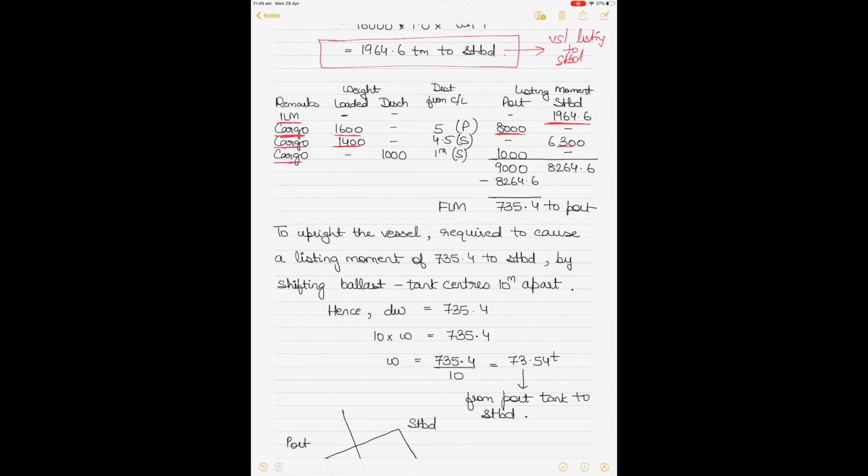Because you discharge 1 meter from the starboard side, the listing moment will be towards port. So the final listing moment will be 9000 on the port side. Just add these, and then 8264.6 on the starboard side. The resultant listing moment, port minus starboard, 9000 minus 8264.6, will give you a final listing moment of 735.4 to port side. So although you started off with a listing moment of 1964.6 on the starboard side, due to the cargo operations that took place after that, you now have a listing moment of 735.4 to the port side.